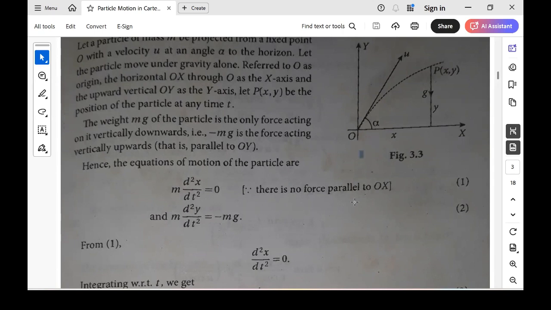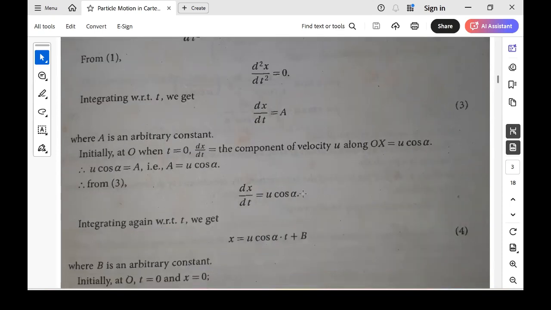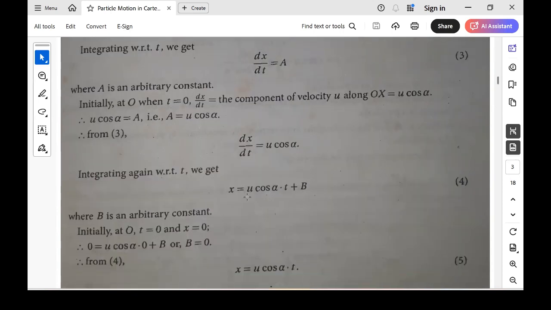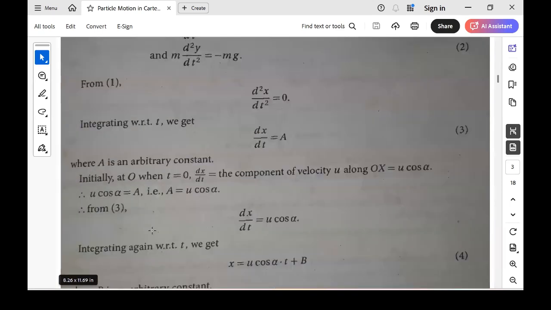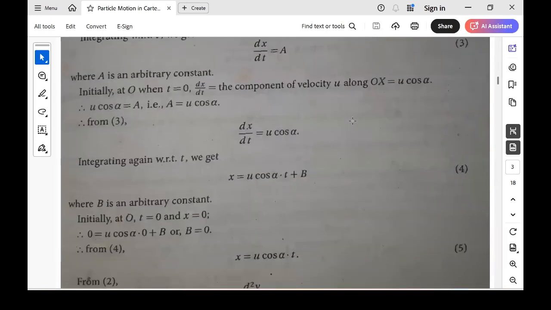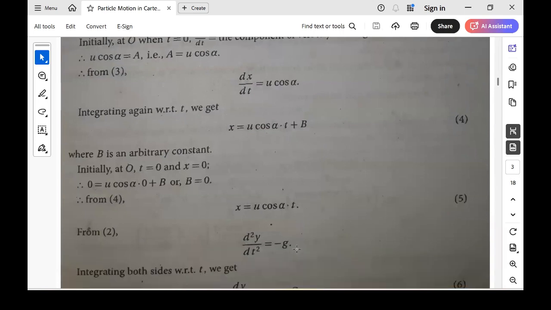So initially dx dt is u cos alpha. Once you plug it in here, the arbitrary constant becomes fixed. So dx dt equals u cos alpha. You differentiate it once again, you get this one. And again, you use the initial condition at t equals 0. That means when it has not yet started the journey, what was the value of x? 0. So here we get b equals 0. So x equals t times u cos alpha.